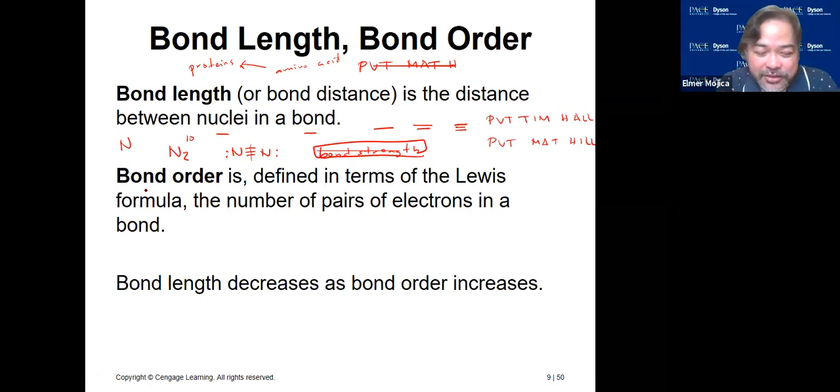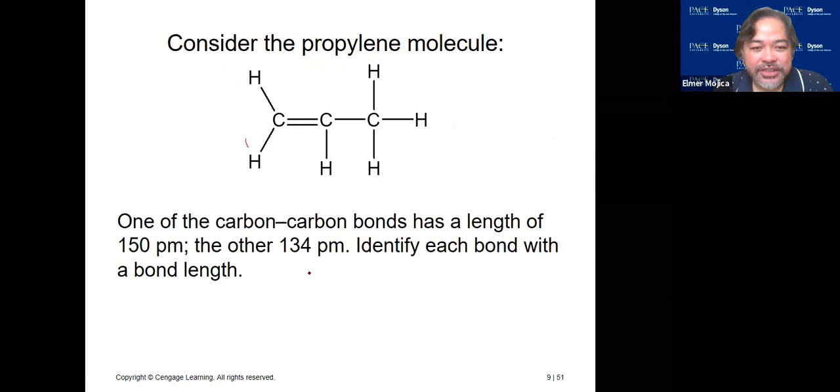Okay, and also saying here, the bond order is defined in terms of the Lewis formula: the number of pairs of electrons in a bond. So if it's a single bond, the bond order is 1. In a double bond, the bond order is 2. In a triple bond, the bond order is 3. So bond length decreases as bond order increases.